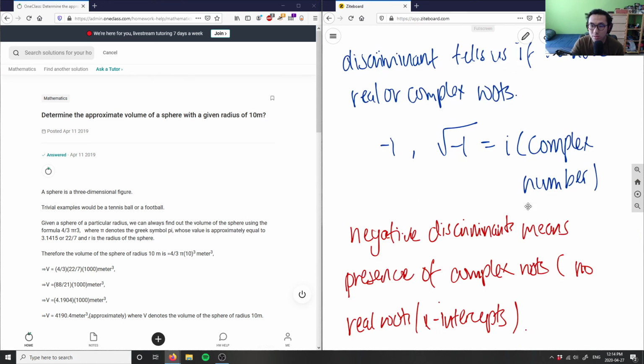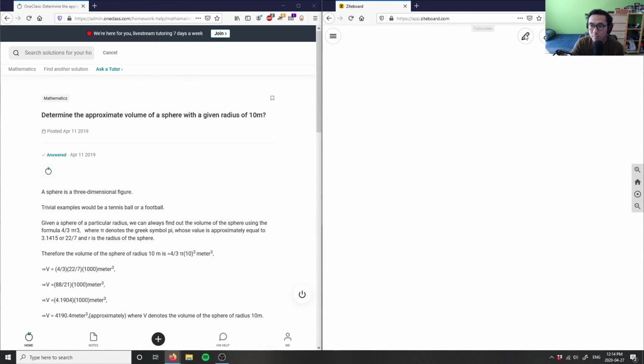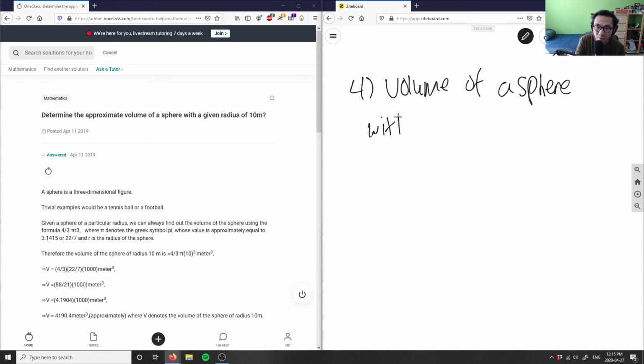Okay, that's question 3. Let's look at question 4. Question 4 states: determine the approximate volume of a sphere given a radius of 10 meters. So I want the volume of a sphere with r equals 10 meters. So first I have to figure out how to find the volume of a sphere. Usually you're given equations of volumes or surface area.